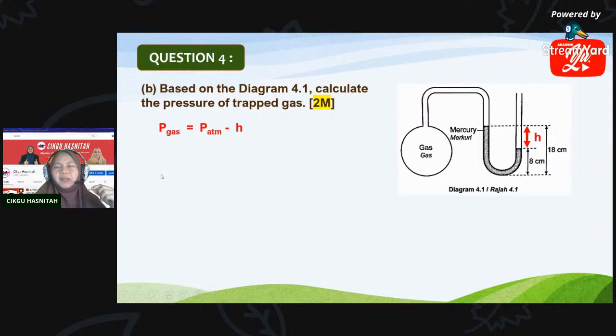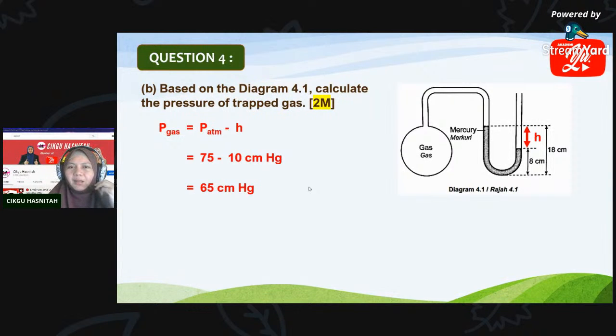So how to determine the gas pressure? Atmospheric pressure minus H, minus the difference in length. So atmospheric pressure is given as 75, minus 10. H is 10: 18 minus 8 down here, so the difference is 10. By this, the gas pressure is 65 centimeter mercury.